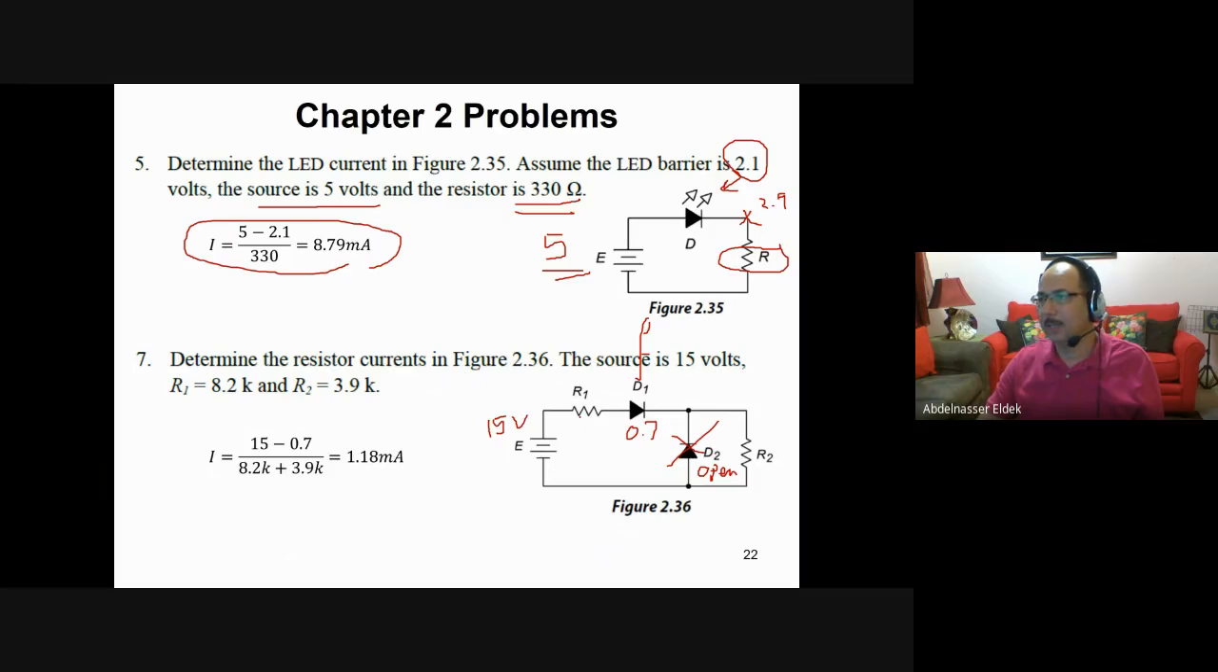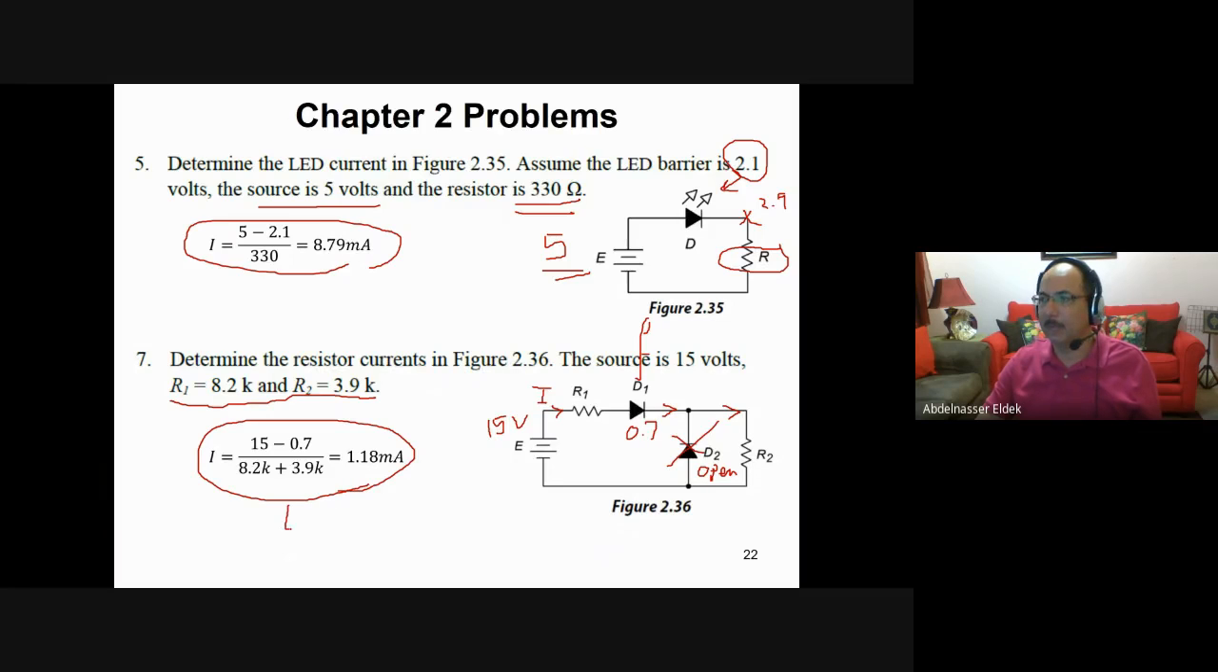Then in this case, what is the current here? The current will continue in the resistor because you don't have a diode, it's an open circuit. So the current equals 15 minus 0.7, which is dropped over D1, divided by R1 plus R2, 8.2 plus 3.3. Then you can calculate the current.